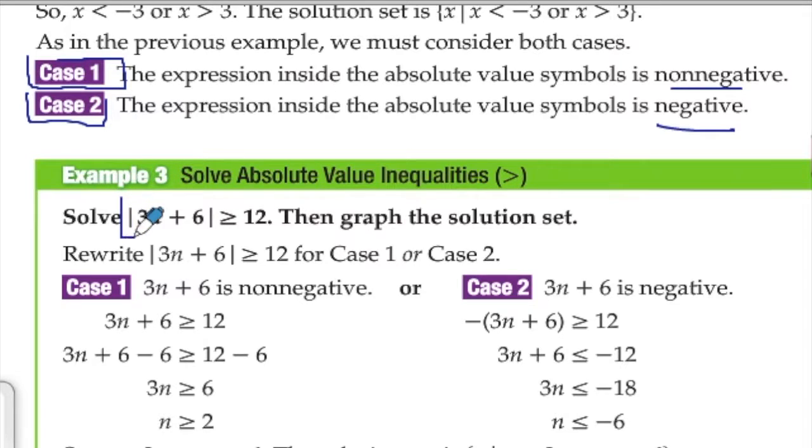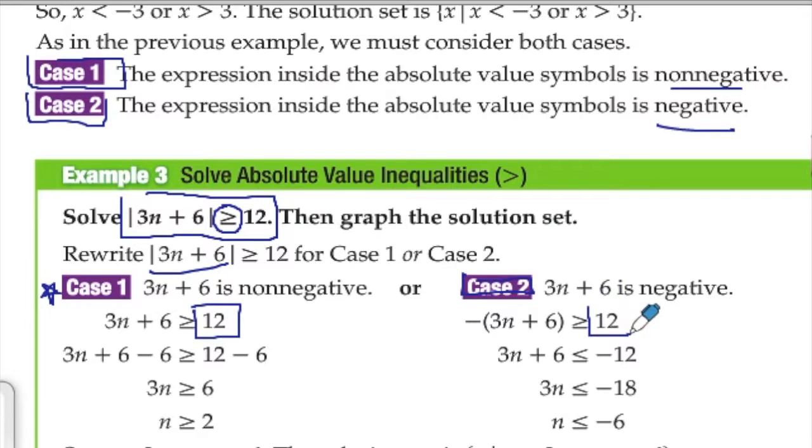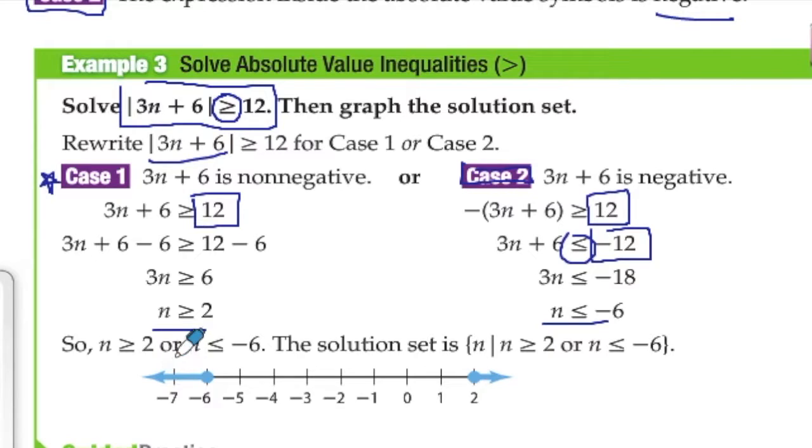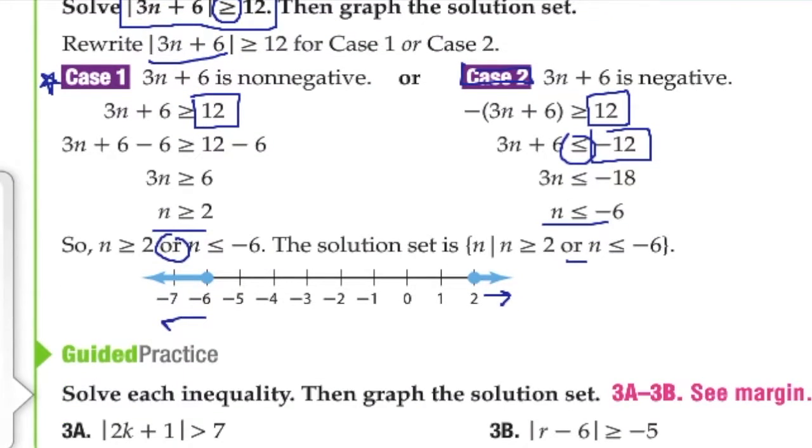It says to solve this inequality, and since it involves a greater than symbol, we assume in case 1 that what's inside the absolute value is non-negative, and then case 2 where we say what's inside the absolute value is negative. So changing that to a negative 12, flipping the sign around, continuing to solve them, and then notice here that we have an or statement. The solution set is n such that n is greater than or equal to 2, or n is less than or equal to negative 6, and we have arrows going in opposite directions. So let's take a look at some guided practice problems on the bottom of the page.